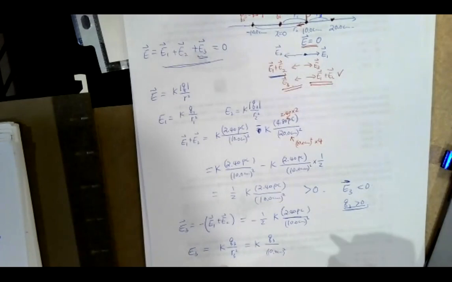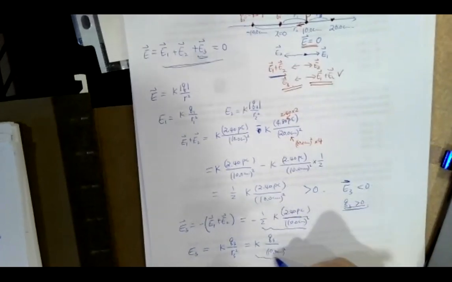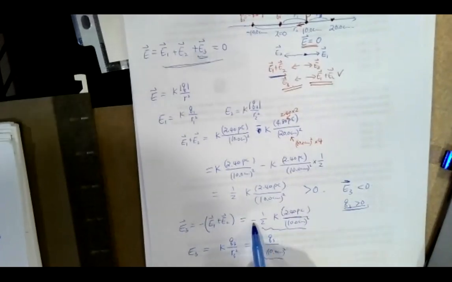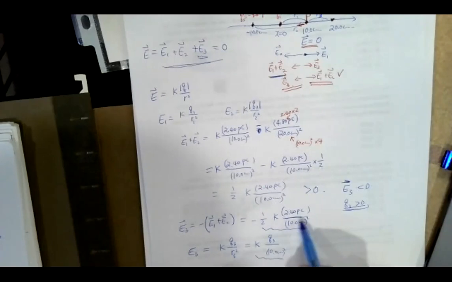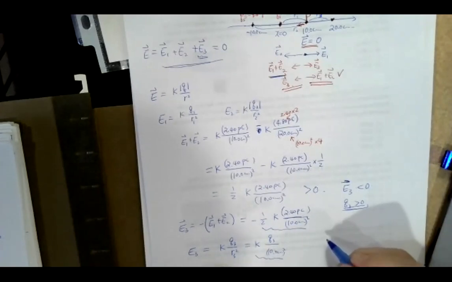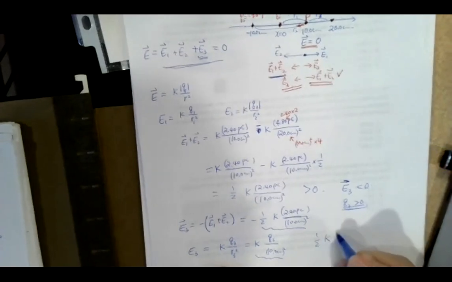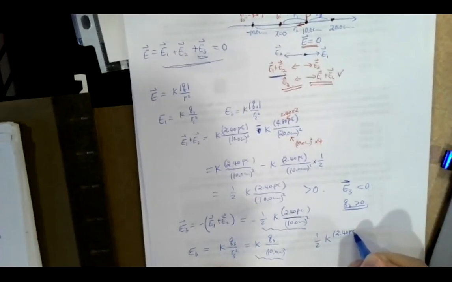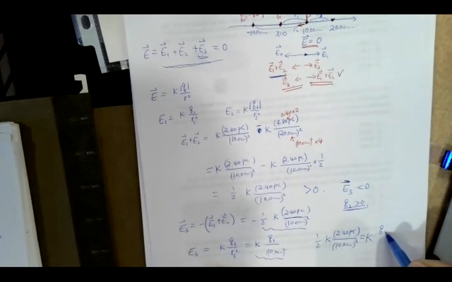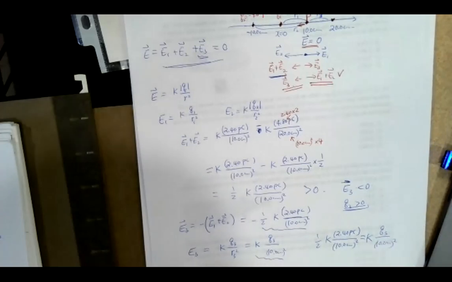So for magnitude wise, this guy should equal this guy, right? The sign here is the direction. For the magnitude, you just focus on the positive term here, okay? So you can set the two equal to each other. You can set up 1/2 K 2.4 pC over 10 centimeters squared. That should equal K Q3 over 10 centimeters squared, okay?